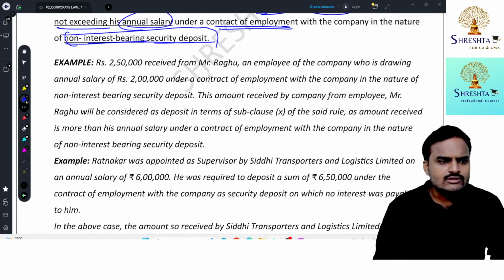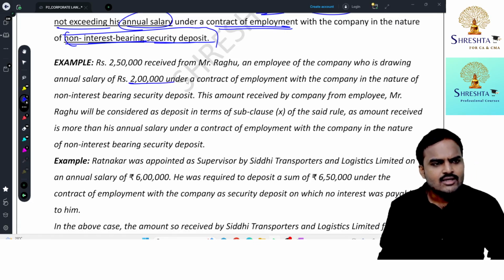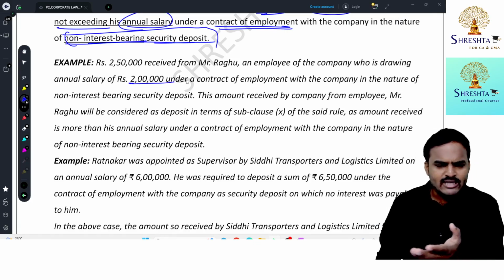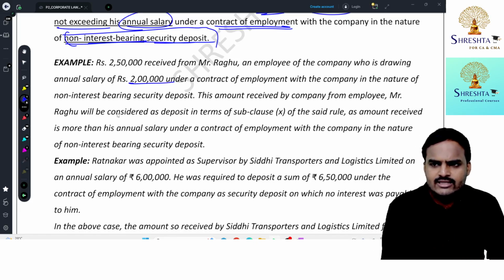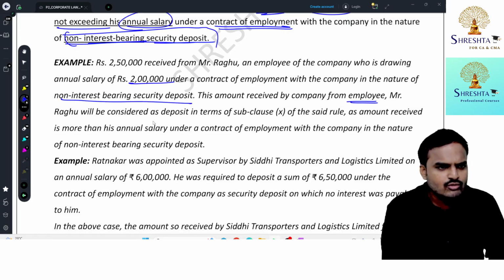Example, 2,50,000 received from Mr. Raghu, an employee of the company who is drawing an annual salary of 2 lakhs. The company is taking 2,50,000 rupees from Raghu, which is in the nature of a non-interest bearing security deposit. This amount received by the company from employee Mr. Raghu will be considered as a deposit.